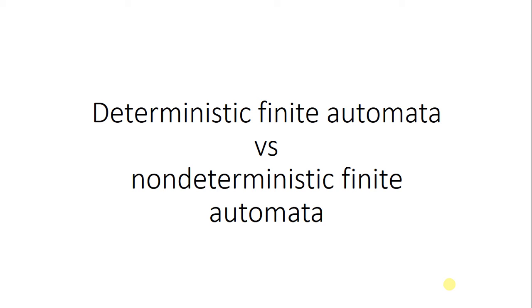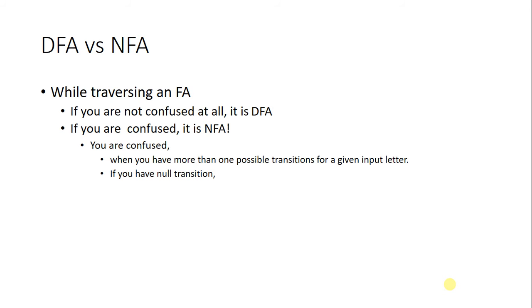Today we are going to differentiate between deterministic finite automata and non-deterministic finite automata. We can express the difference in just one line: while traversing an FA, if you feel confused, then it is NFA, but if you are not confused, then it is DFA.